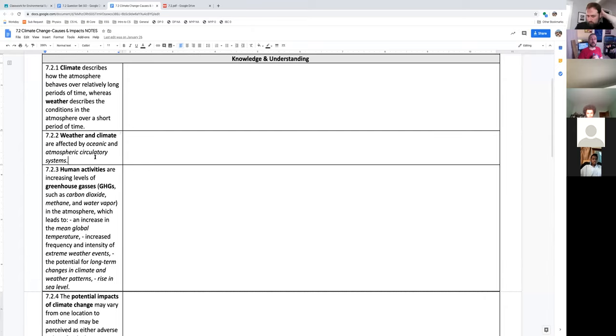So if we impact the global system of oceanic and atmospheric currents too much, that will end up having huge climate impacts on individual regions and the entire world. So something to keep in mind.